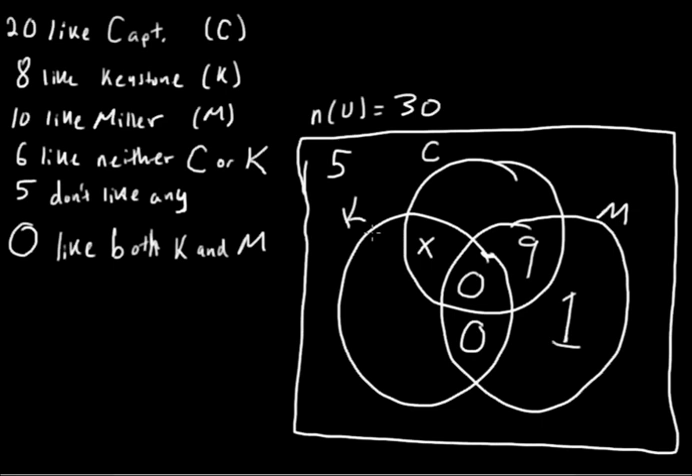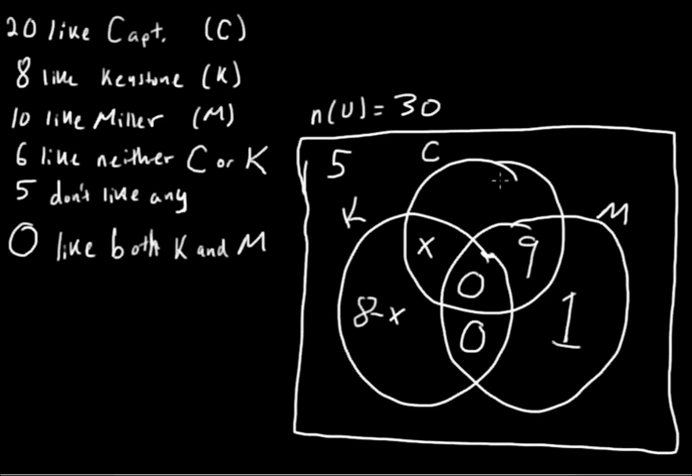So we know that 8 students like Keystone, but we don't know how many like Keystone and Captain, so we don't want to count this number twice. So we'll put 8 minus x, because you don't want to count the intersection of K and C twice. I've assigned the intersection of K and C to x, and this number out here will be whatever the number of students who like Keystone minus the number of students who like both Keystone and Captain.